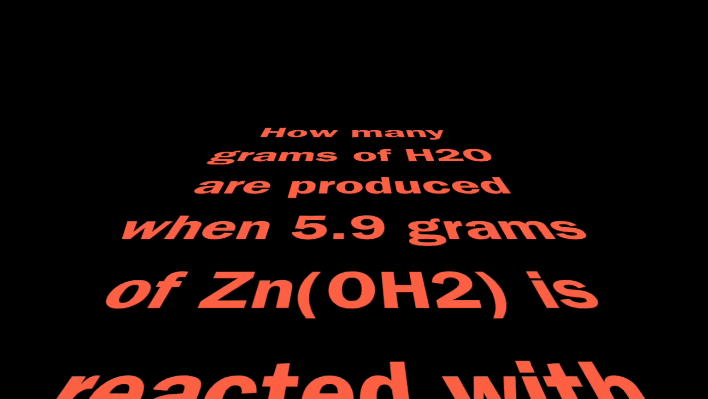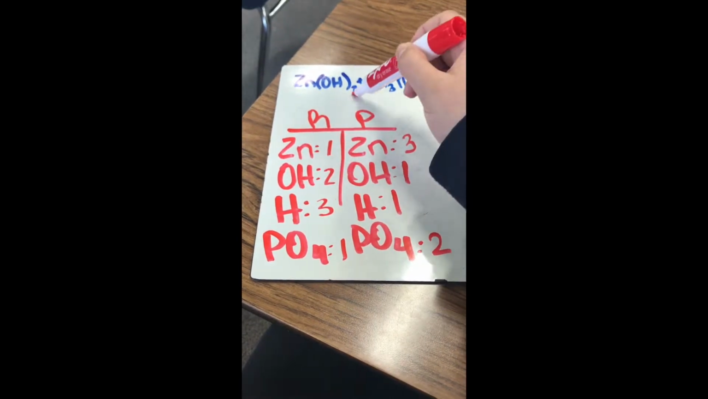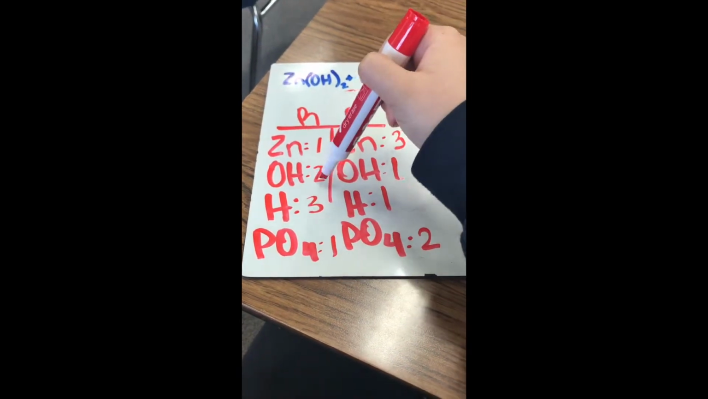Hi everyone, so this is just a quick video on stoichiometry, and the question we got is how many grams of H2O are produced when 5.9 grams of zinc hydroxide are reacted with H2O. So here I have my reactants and products table in order to balance the equation.